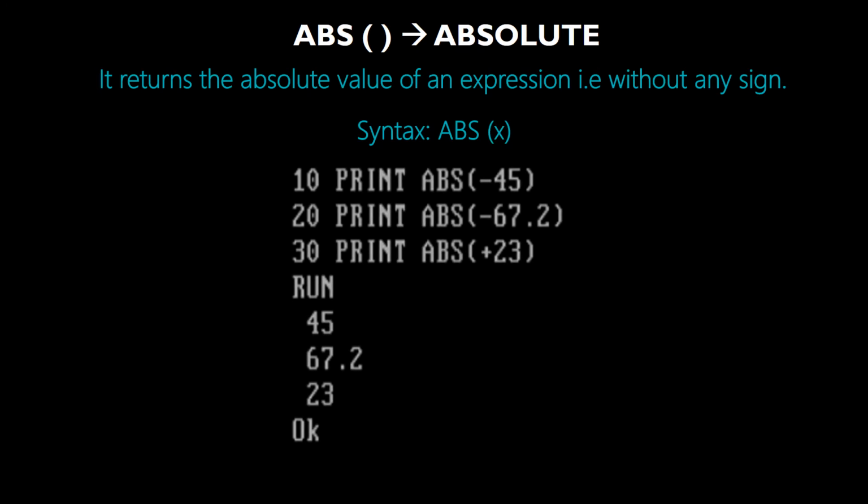Example is print ABS(-45). You can see the output. It is 45 without the negative sign. Second line is ABS(-67.2). Again in the output, the 67.2 is without any negative sign. In line number 30, ABS(+23). Again in the output, the 23 is without any positive symbol.